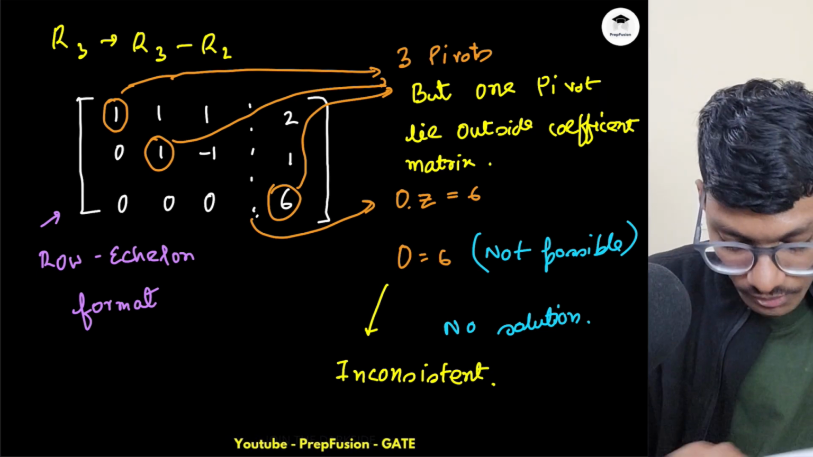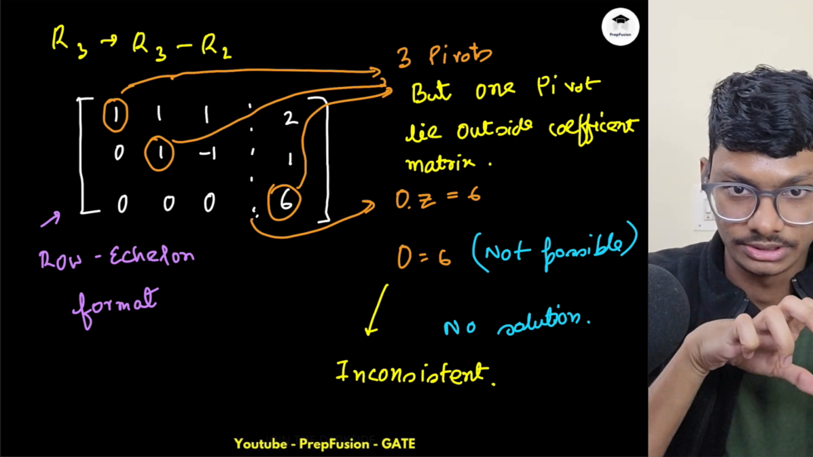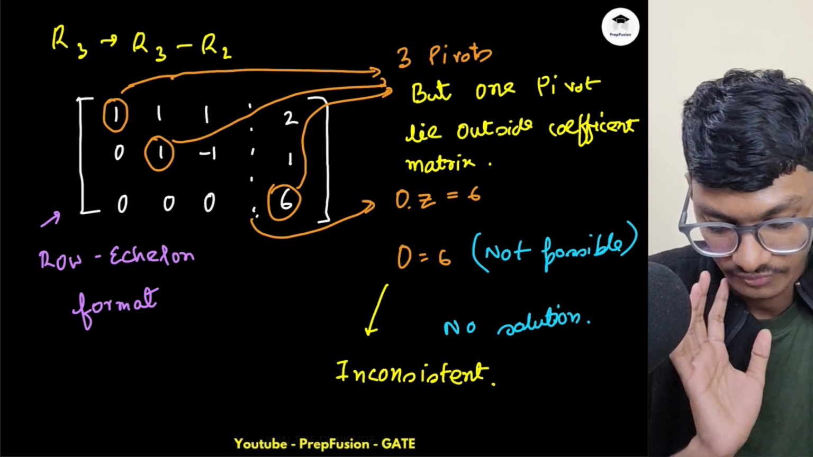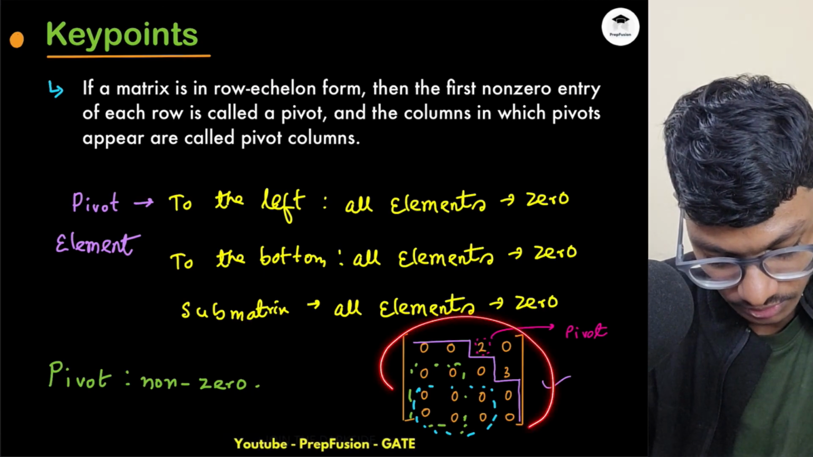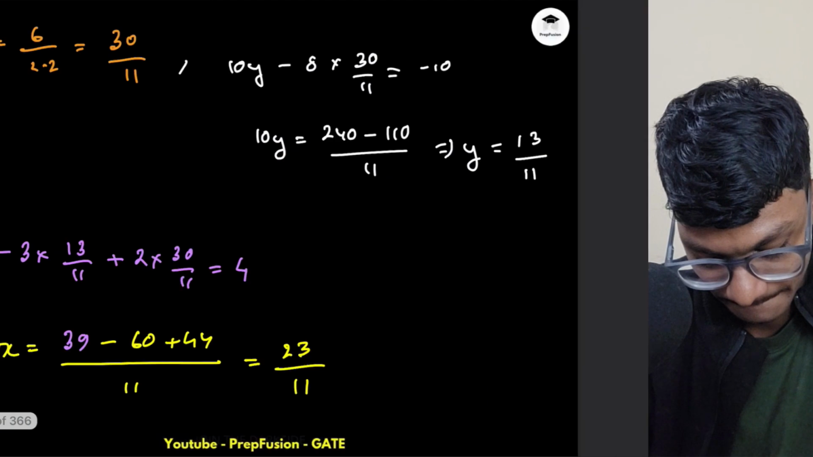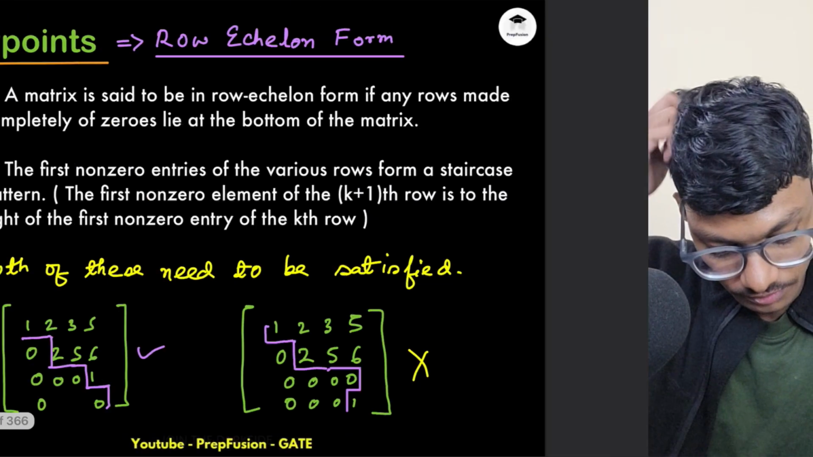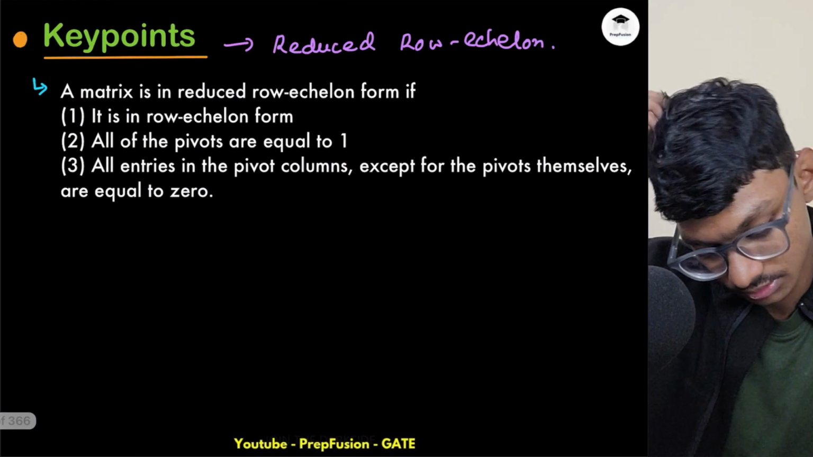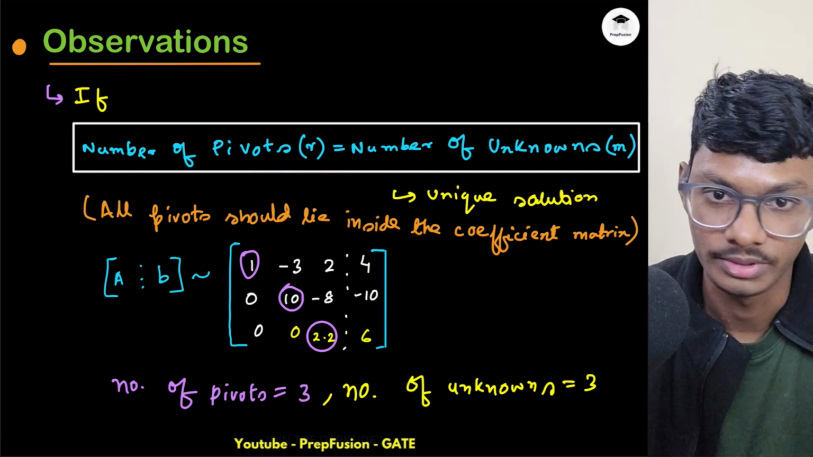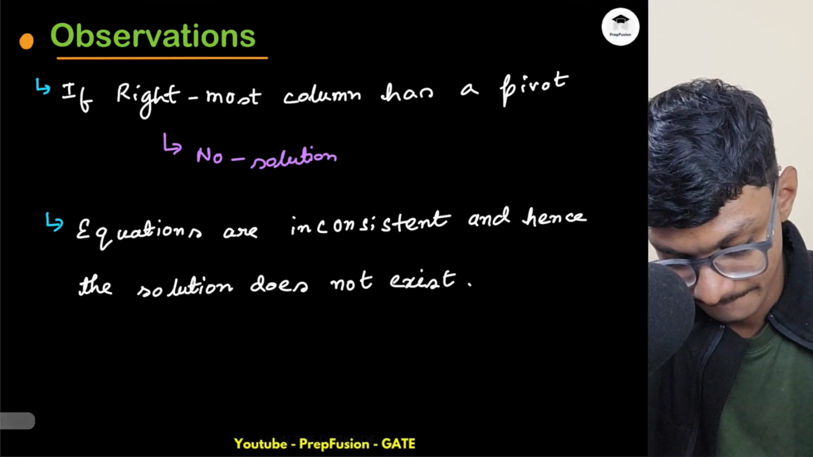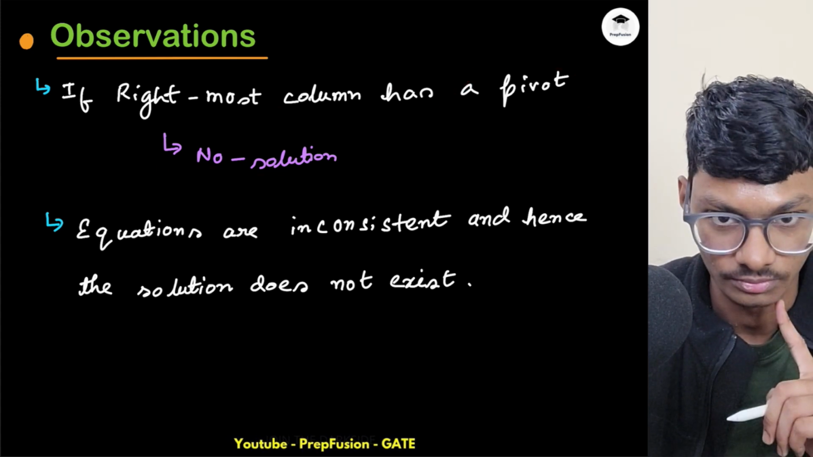So basically the rightmost column has a pivot this time, which shouldn't happen, right? If the rightmost column has a pivot, then it is a problem. In the earlier case where we had a unique solution, the rightmost column didn't have a pivot; it was the column before that. So you can say that the rightmost column should not be a pivot. I will write that: if the rightmost column has a pivot, then we have no solution. Because why is this the case?